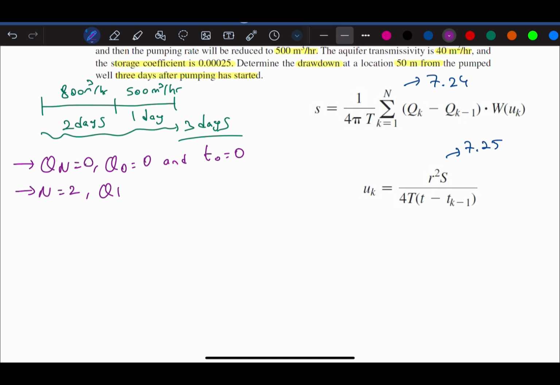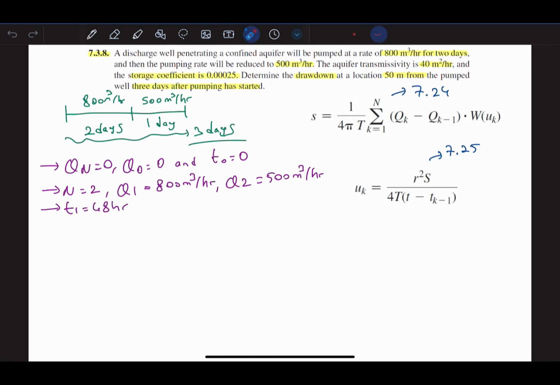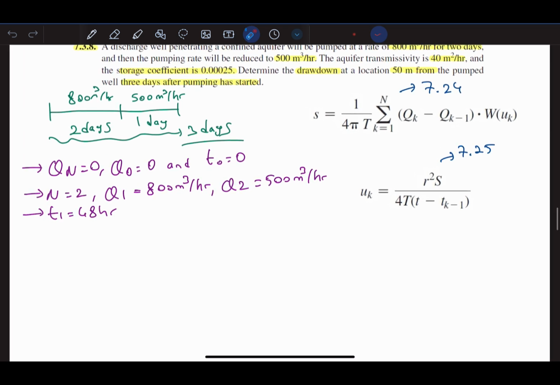And Q1 is equal to 800 cubic meters per hour. And Q2 will be equal to 500 cubic meters per hour because we reduced the flow rate. And also T1 is equal to 48 hours. So these are all initial conditions, and let's keep going with the question.